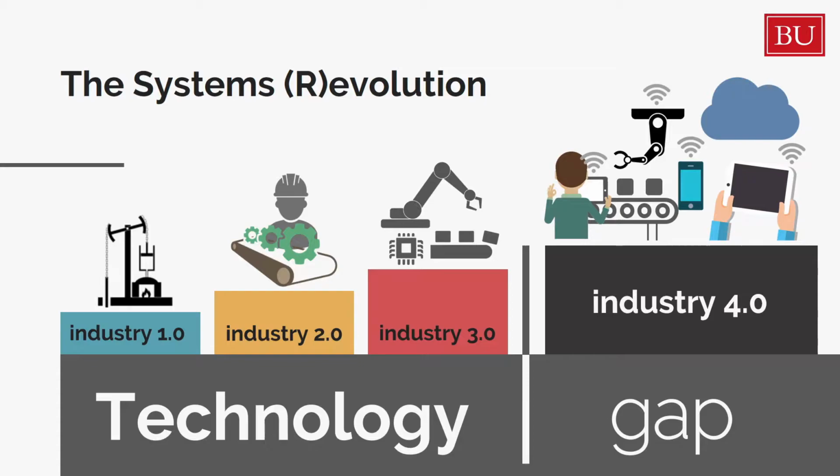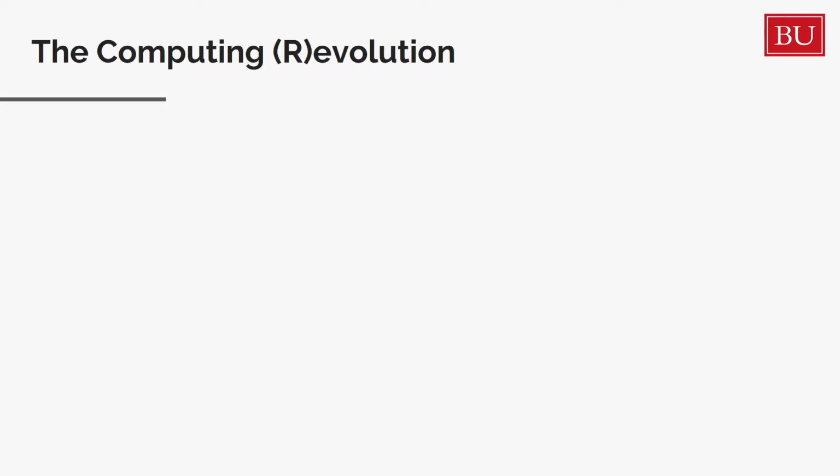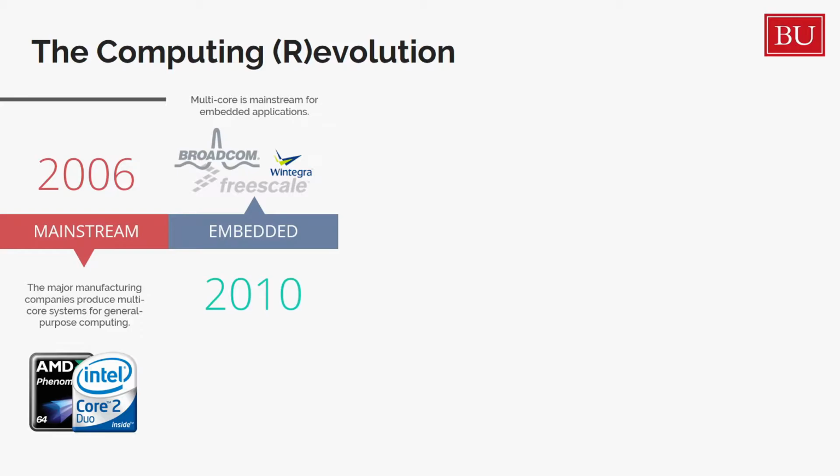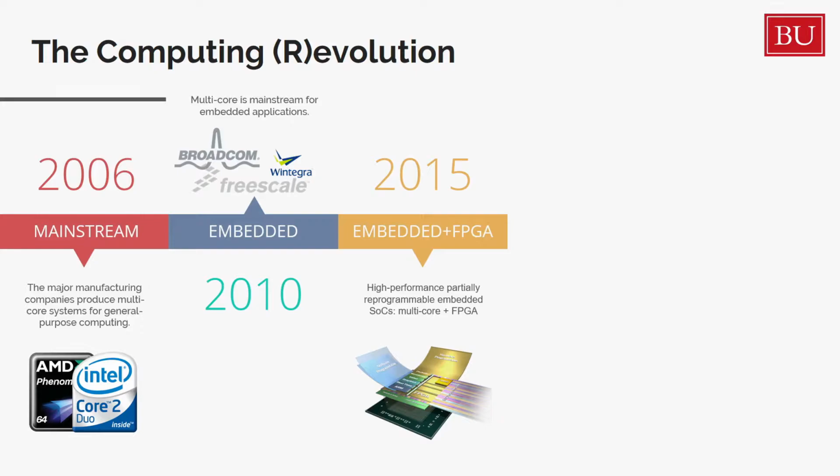All right, so the evolution of what we expect to achieve in our system has been backed by a fundamental evolution of computing systems and platforms. And so we could start our history from 2006, where the first multi-core became available for the general purpose market. And then in 2010, so fairly quickly, embedded multi-core boards started to surface and being commercialized. And then from my perspective, another important milestone was in 2015, where embedded boards that also included programmable FPGAs, so reprogrammable hardware, were also made available for commercial products.